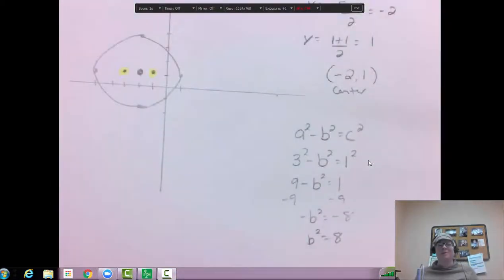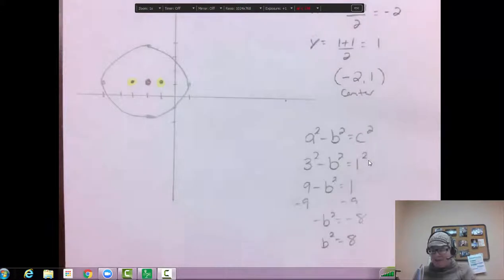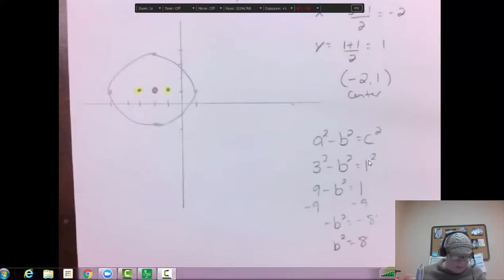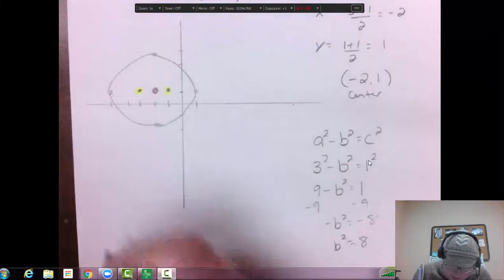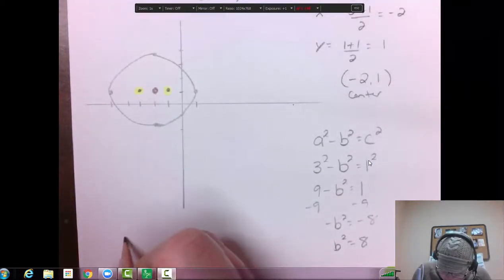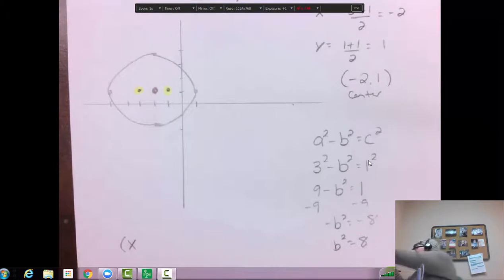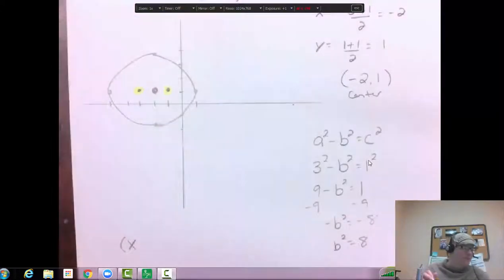Ta-da! There's our ellipse. So I got the square root of 8 to find that distance there. And now we know the formula, which I gave you, but they kind of left it out a little bit when they gave you the original formulas. They did not include where the center would be.